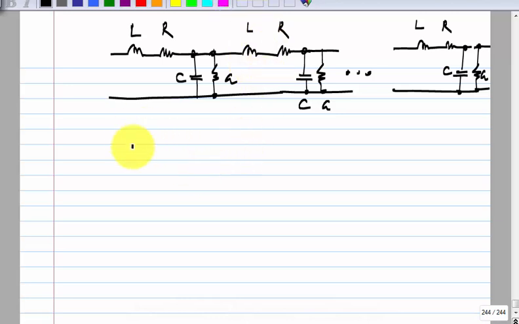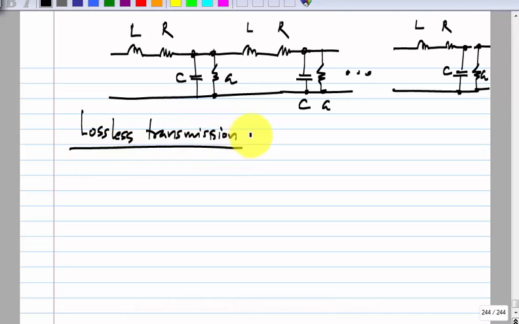Now, first let us take the lossless transmission line. Basically, our goal is to get an idea of what all can happen when you send data through these media. In reality the channel will be very complicated, you measure it and you get the frequency response, but we need to know what kind of aberrations can be there.